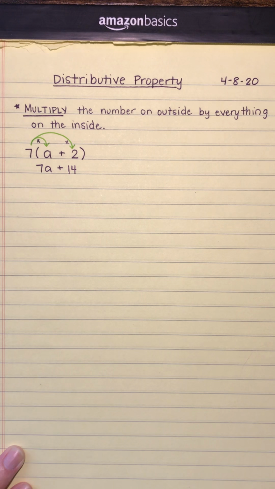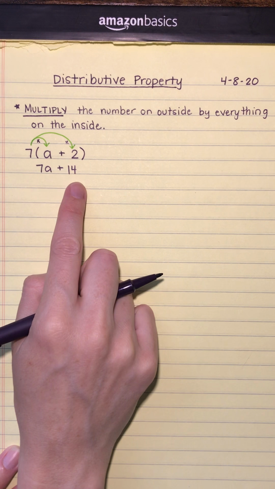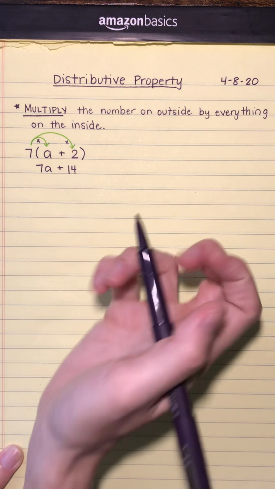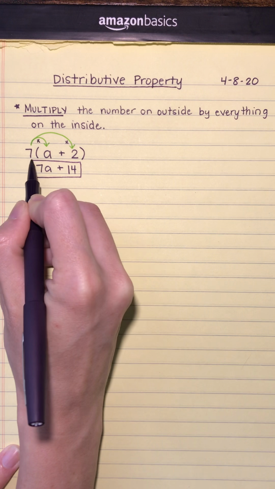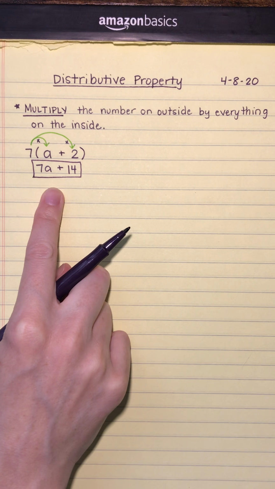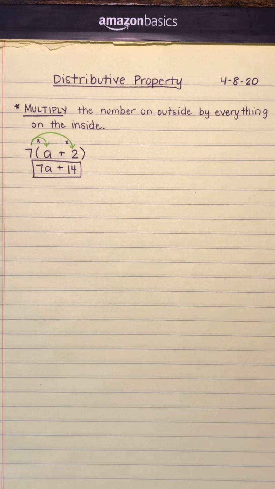Now, in the notes that we did earlier this week, I said this is an expression, meaning I can't answer it, and I'm going to leave it just like this. We're going to later on talk about something called like terms, and then I'll show you if you can do anything else with a problem like this. But this is actually the answer to this problem, 7A plus 14. All right, so let's try another one.